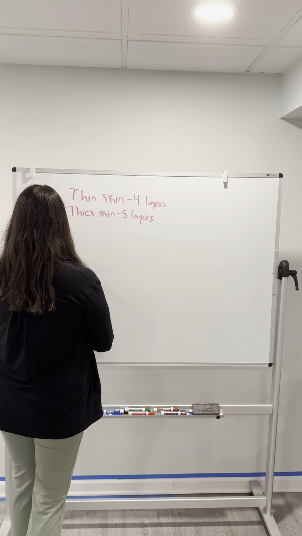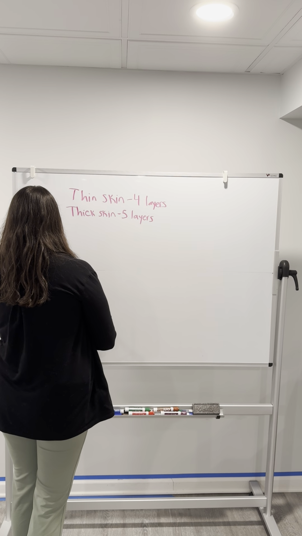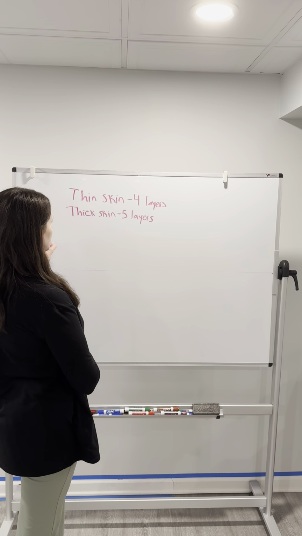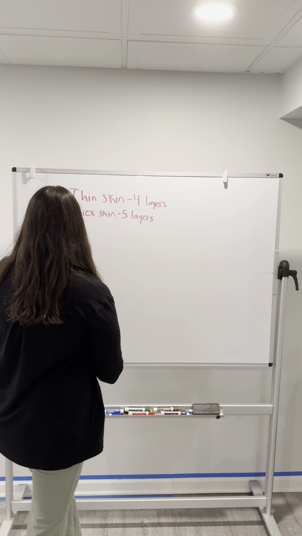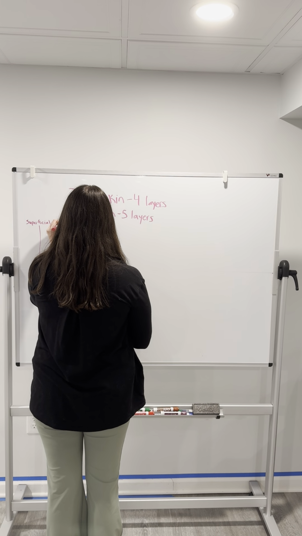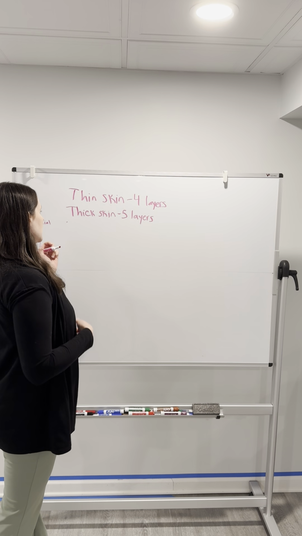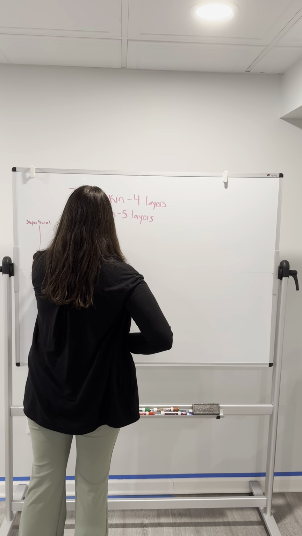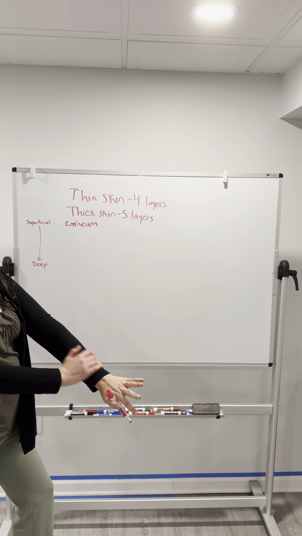So I'll write here superficial to deepest layer, and I'll name all the layers and I'll put a little star next to the layer that is only found in thick skin. Okay, so superficial, we have the stratum. Stratum is like a layer, like strata, so it's a layer. Okay, so stratum corneum is the most superficial layer.